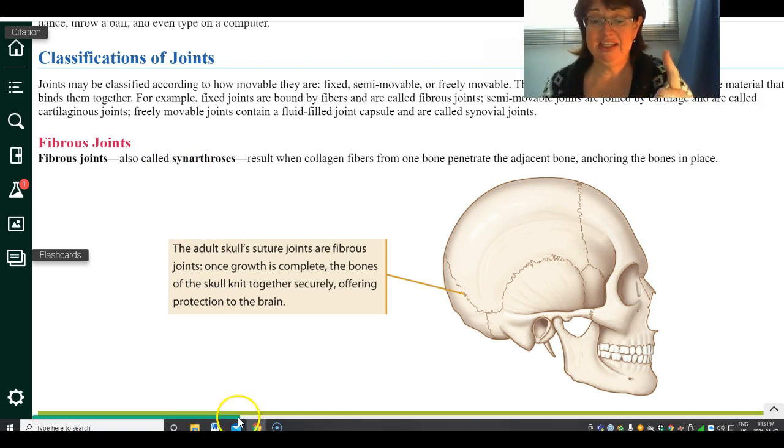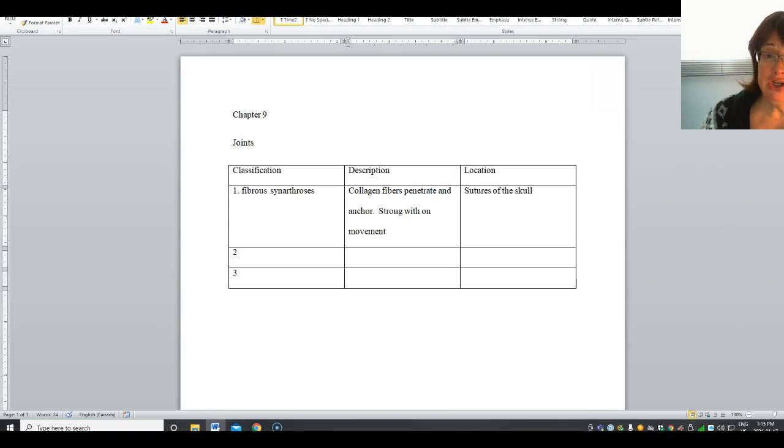Shut this off and take a second to complete your table. Good. So how'd you do? Fibrous, also called synarthrosis, collagen fibers, sutures of the skull, and that is the fibrous joint.